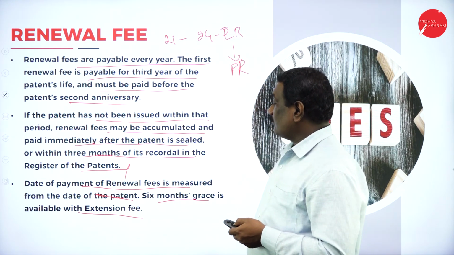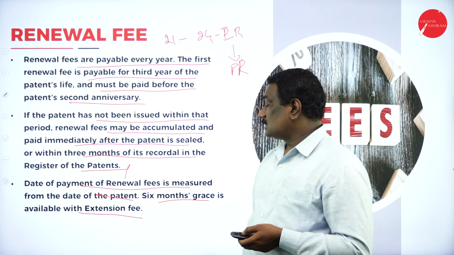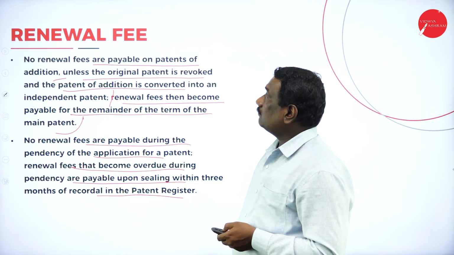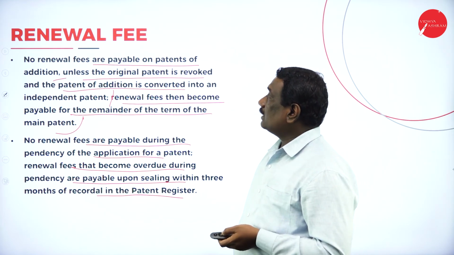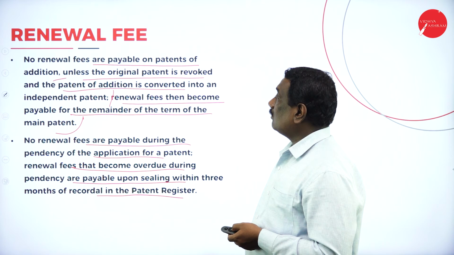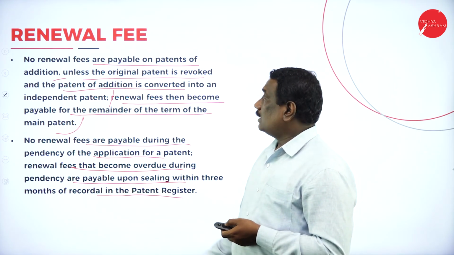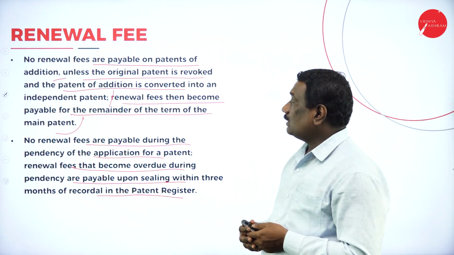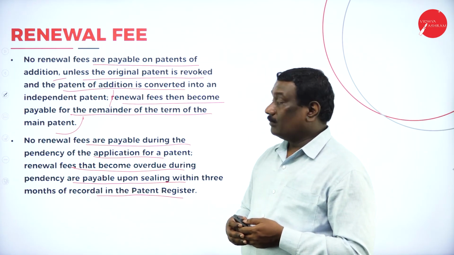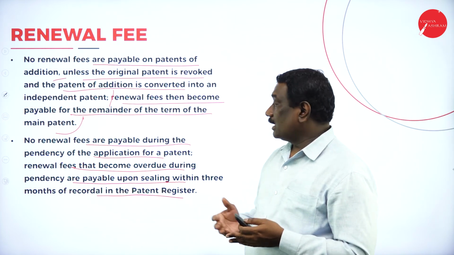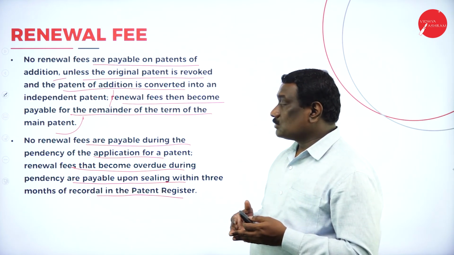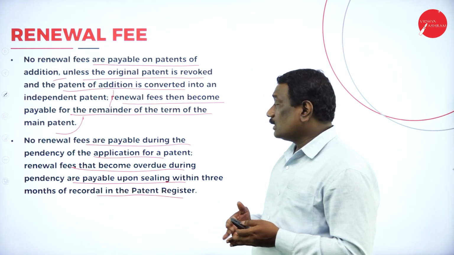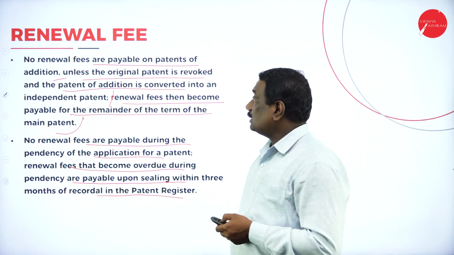The date of payment of renewal fees is measured from the date of the patent, and a 6 months grace period is available with an extension fee. No renewal fees are payable on patents of addition unless the original patent is revoked and the patent of addition is converted into an independent patent. Renewal fees can then become payable on the remainder of the term of the main patent. No renewal fees are payable during the pendency of the application for a patent, and renewal fees that become overdue during this period are payable upon sealing, within 3 months of the record in the register of patents.